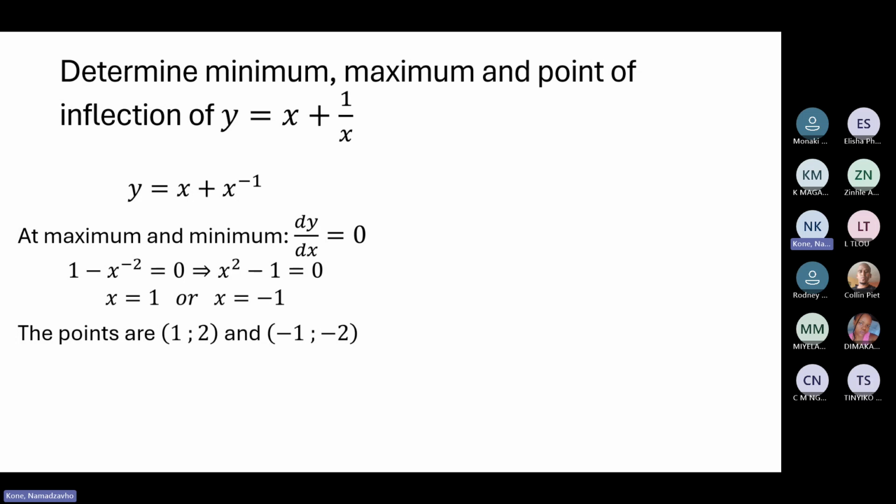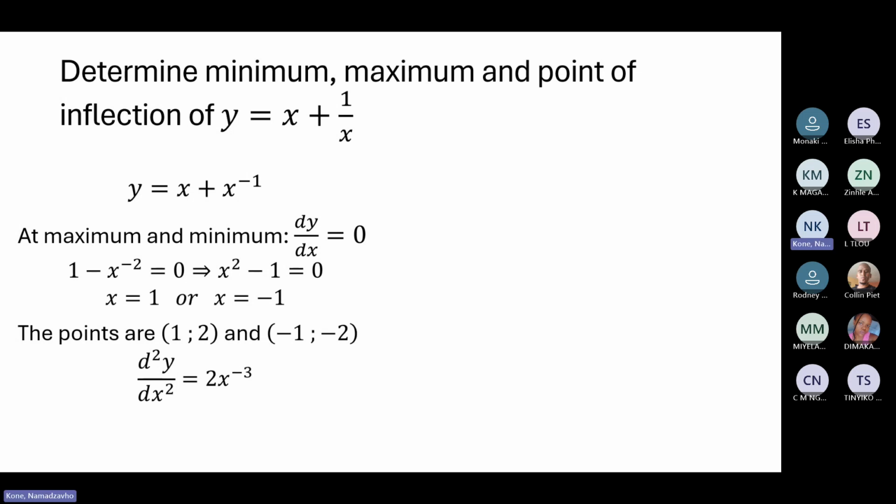And then we can use that test that I have mentioned to check which one is a minimum and which one is a maximum. To do that, we will need the second order derivative. And that second order derivative, it means that now it will have two functions. One function, when it equals 0, will be your x coordinate of the point of inflection.